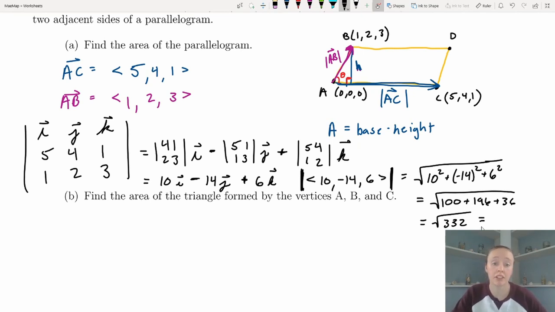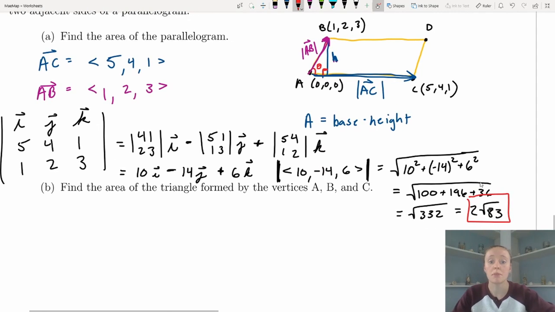If we wanted to simplify the square root of 332, a perfect square of 4 goes into that because 4 times 83 is 332. So this will be 2 root 83. And I don't believe we can simplify this down any further. So 2 root 83, and that'll be units squared because we weren't given anything specific for the units of this parallelogram. 2 root 83 units squared is our area in part A.